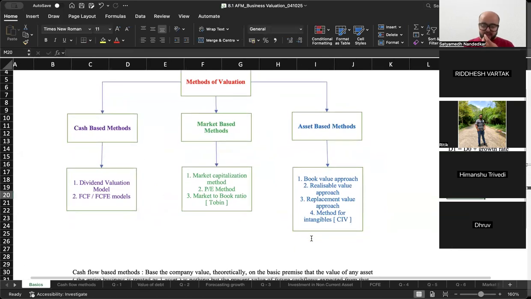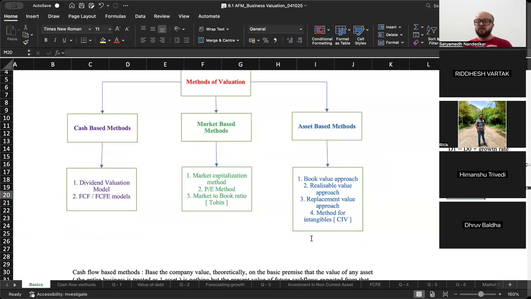You also have the free cash flow and the free cash flow to equity methods, which again evaluate the total cash flow that the company expects to make, or more so a business expects to make in the upcoming days, and then that is used for the valuation of the company. Then you have three market based methods. The market capitalization method takes the market price per share, multiplies that by the total number of shares, and you get the value of the company.